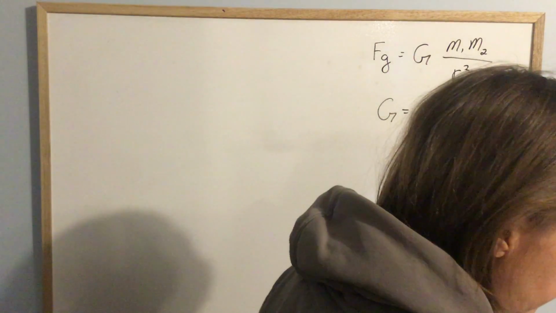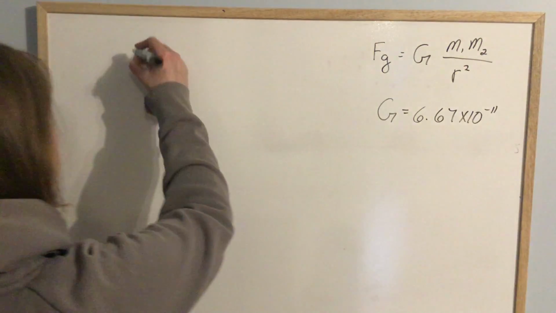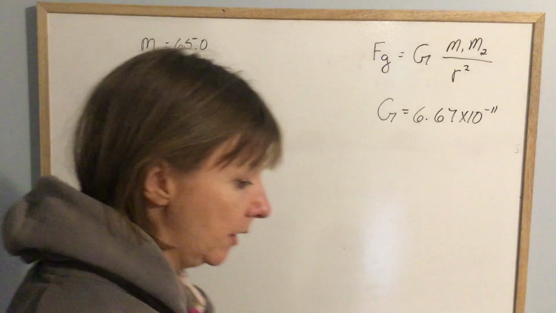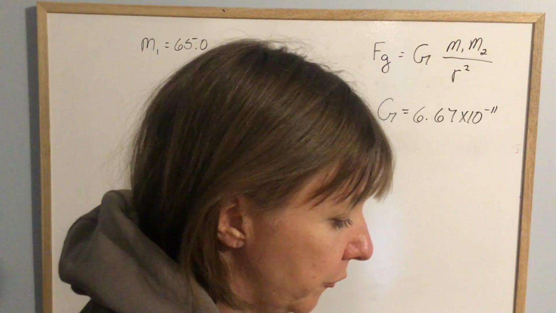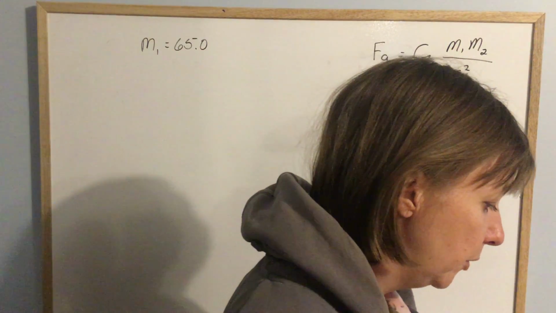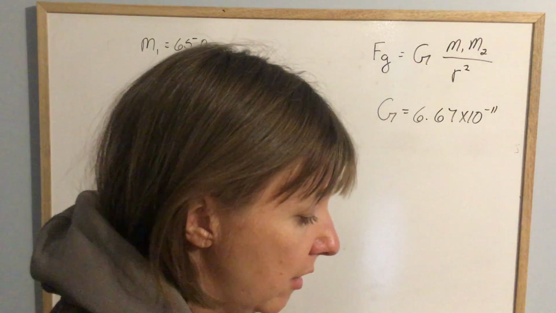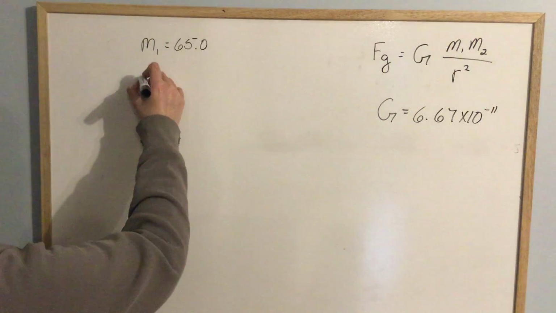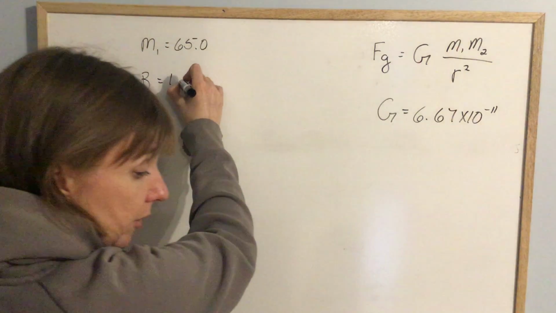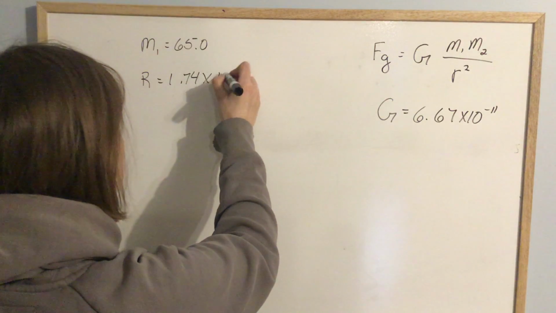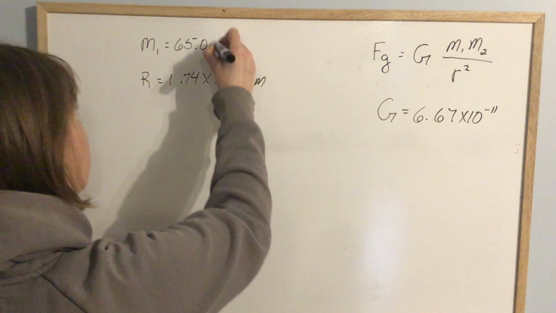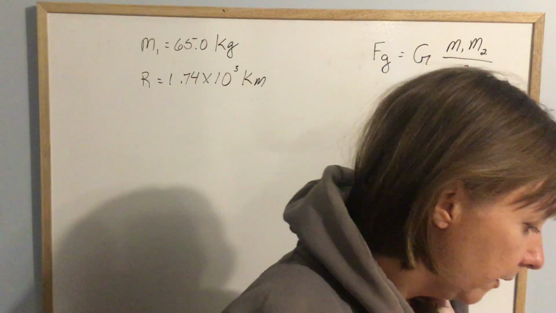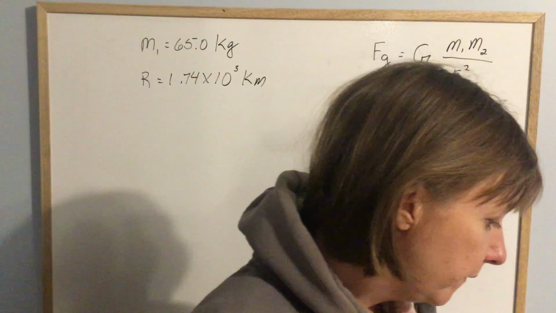So a 65 kilogram astronaut, so mass 1, 65 kilograms, is walking on the surface of the moon, and the moon has an average radius of 1.74 times 10 cubed kilometers. So radius is 1.74 times 10 cubed, but that's in kilometers. This is in kilograms. What is the weight of the astronaut?